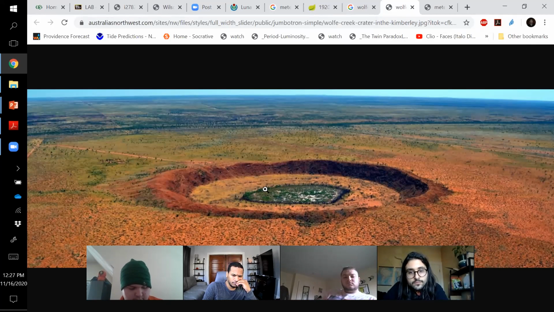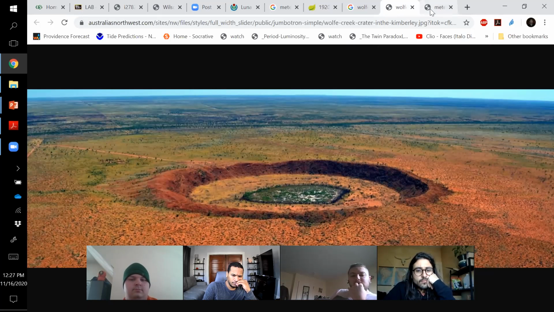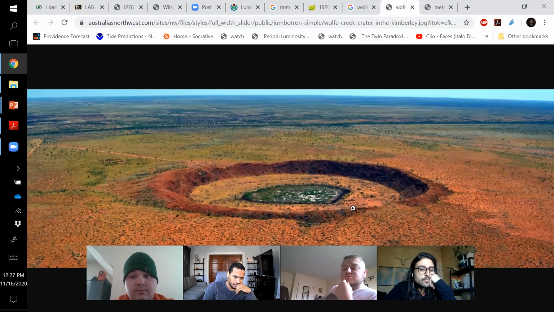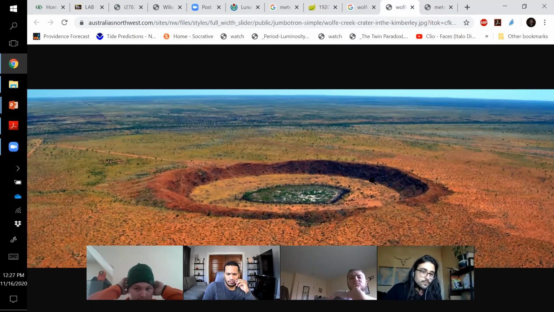But forget about the vegetation for a second. Just talk about the basin and talk about the rim. How are the basins and the rims different for Wolf Creek versus Meteor Crater? More shallow. Yeah, Wolf Creek is kind of shallow, filled in. What process might be causing that? Erosion.